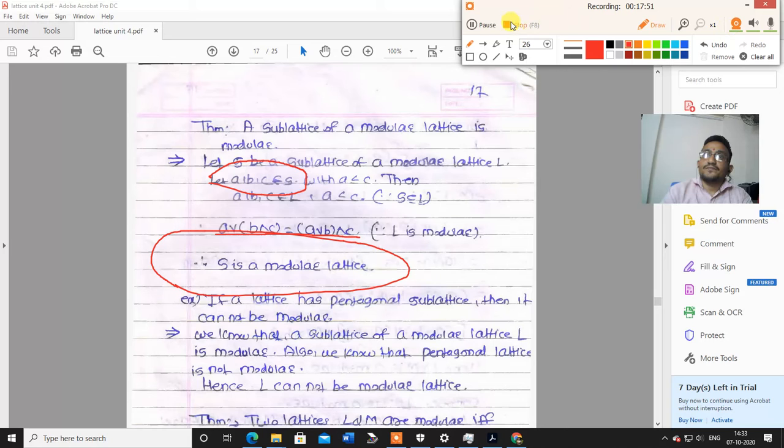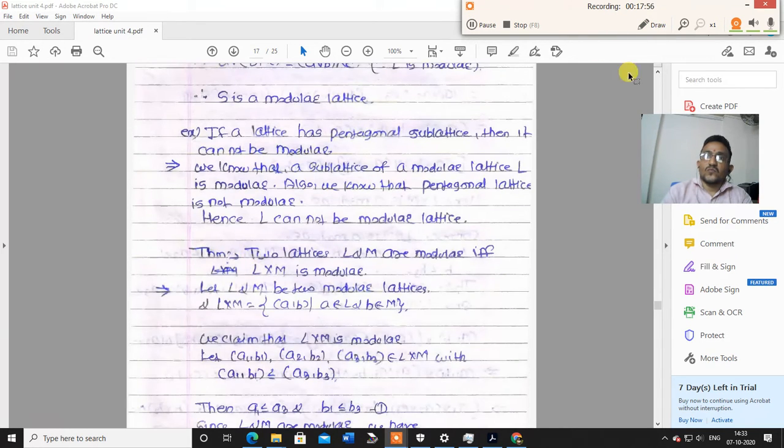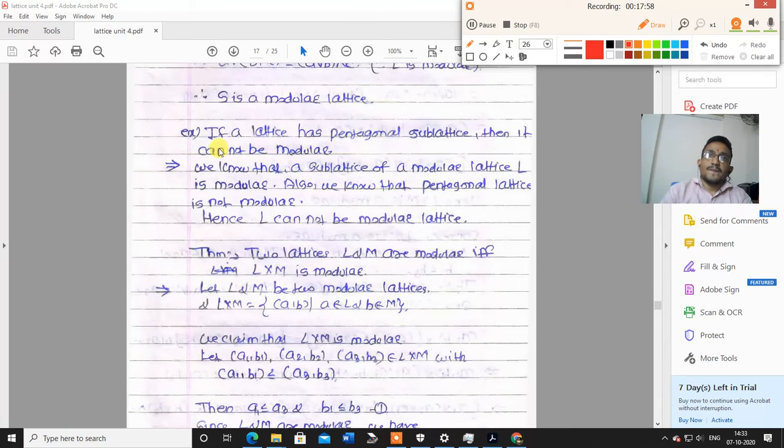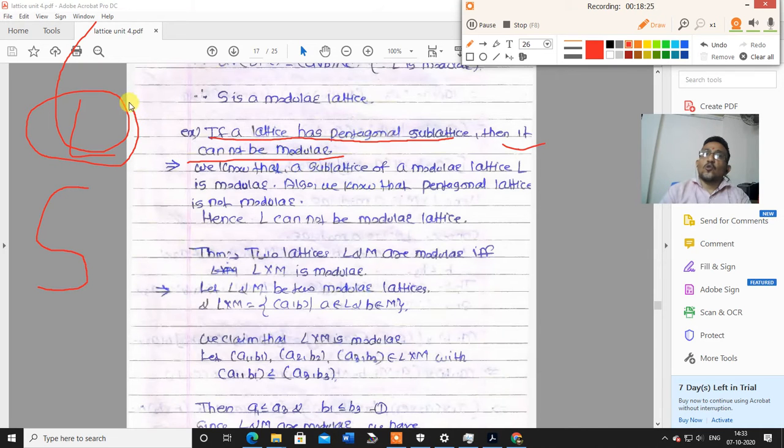Okay, then we will show this example. If a lattice has a pentagonal sublattice, then it cannot be a modular lattice. That is, a lattice with a pentagonal sublattice is not modular. If you are given a lattice and it has a pentagonal sublattice, then that lattice cannot be a modular lattice.